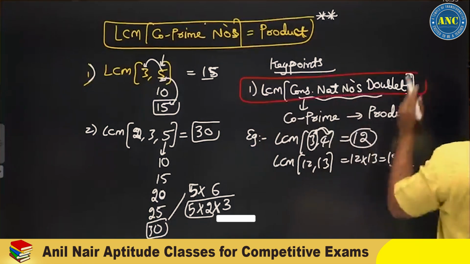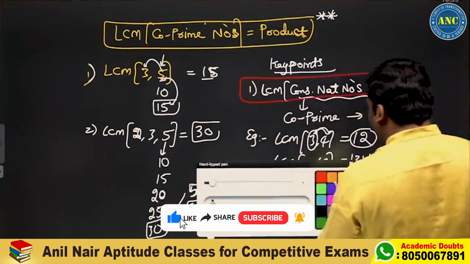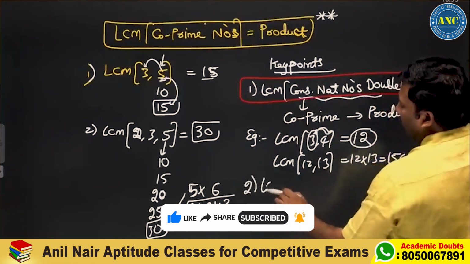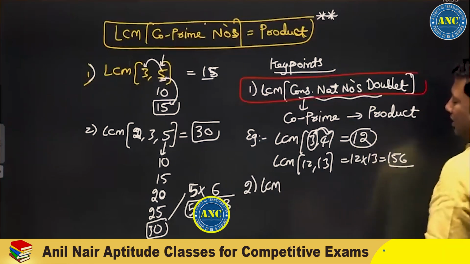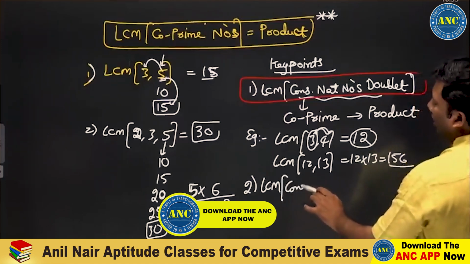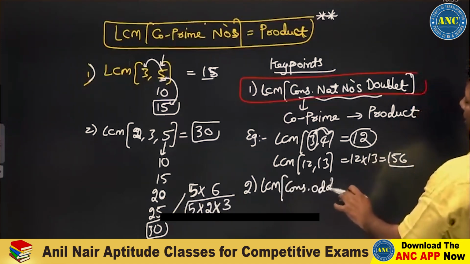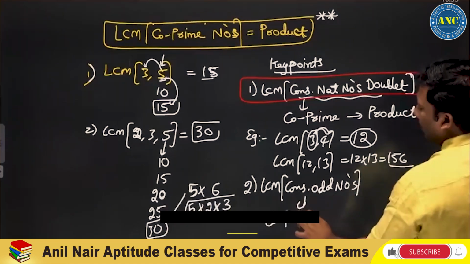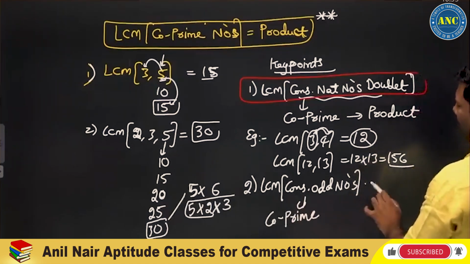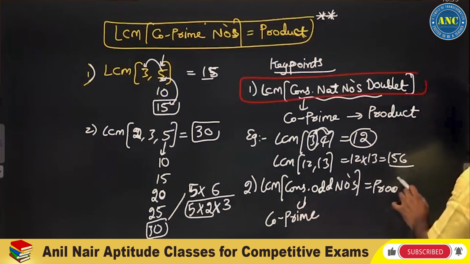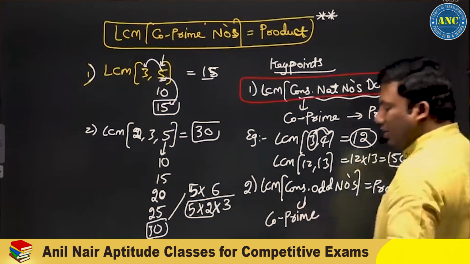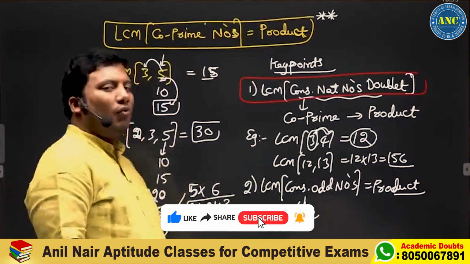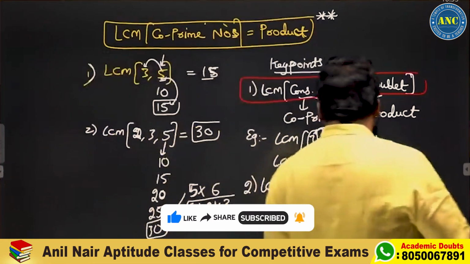LCM of consecutive natural numbers, it is always co-prime. Second point, LCM of consecutive odd numbers. Consecutive odd numbers will also become co-primes. It is always the product. Take consecutive odd numbers 1 and 3. 1 and 3, there is only one factor common, 1. Consecutive odd numbers, doublet.